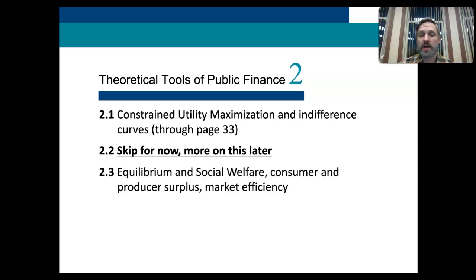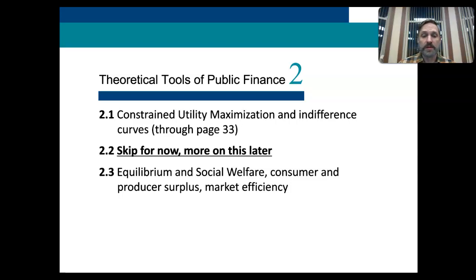2.3, this is where a lot of this should be review. From Principles of Microeconomics, you've talked about market equilibrium, consumer and producer surplus, and market efficiency. So the big lesson here is that competitive markets are efficient. They maximize social welfare, which is defined as the sum of consumer and producer surplus.